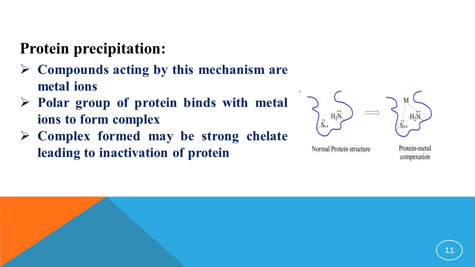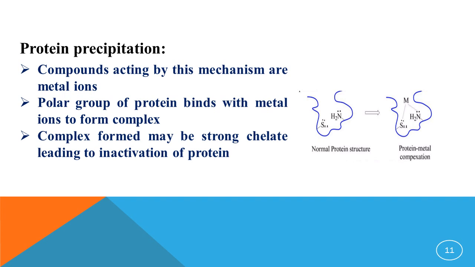Protein precipitation. Examples of the compounds that act by protein precipitation mechanisms are the antimicrobial agents having metals in their structures like AgNO3, ZnSO4, etc. They are also known as astringents. Many metals in their cationic form exhibit the property of protein binding or protein precipitation.